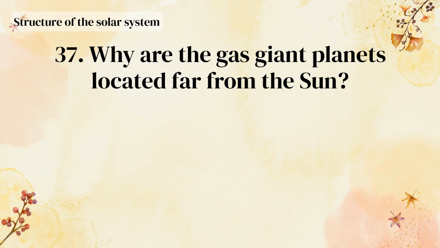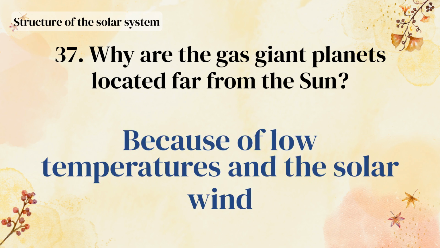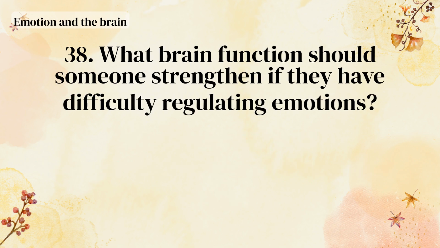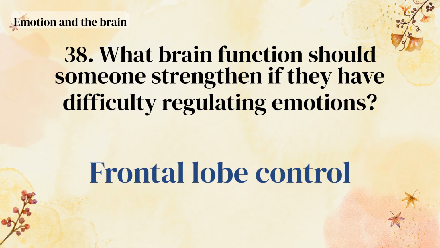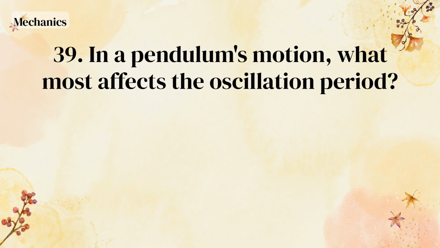Condensation. Why are the gas giant planets located far from the Sun? Because of low temperatures and the solar wind. What brain function should someone strengthen if they have difficulty regulating emotions? Frontal lobe control. In a pendulum's motion, what most affects the oscillation period?